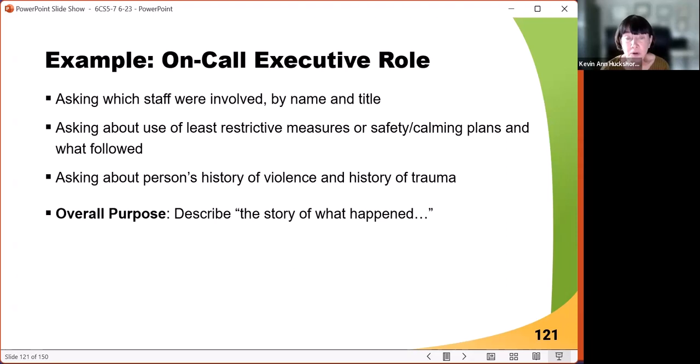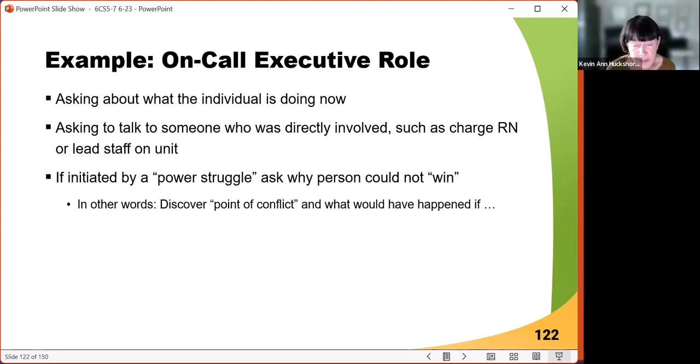And really the purpose overall was to capture the story of what happened, which is way more than Beth got upset, hit Johnny, and got put in restraint. That's not a story. That's a note. We would also ask how everybody was doing now.